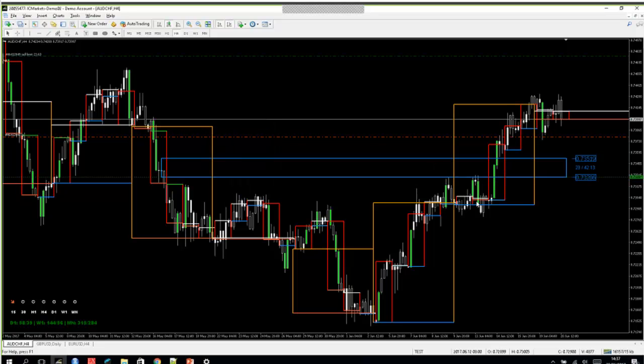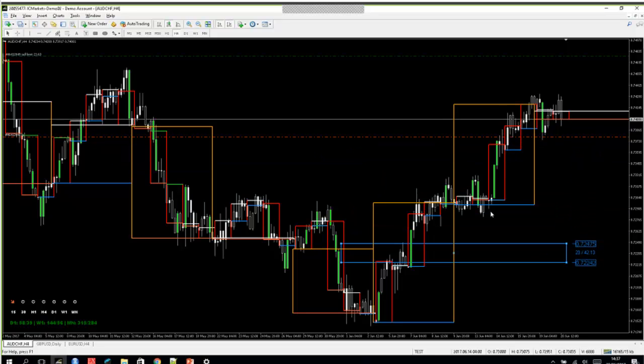That happened like that. We tested once, twice, and then it cut through. And so this brings our attention to something down here. So what's the area of demand that took that out? Well, we have it just here. You can see it's pretty messy. There's a lot of trading in here.